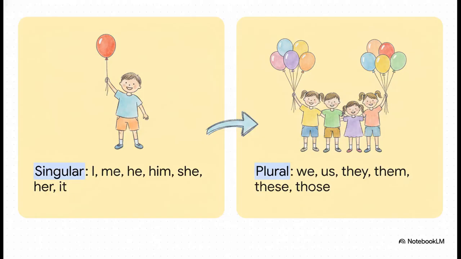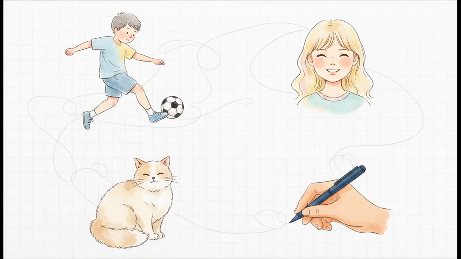Look at how dramatically our cheat codes transform when we upgrade from just one person to a whole group. For singular, we use I, he, she, or it, but the second we add more people or objects to the mix, we jump straight to the plural side, using words like we, they, these, and those. Let's do a quick lightning round with these singular examples. He is playing, just one boy. She is my friend, just one friend. It is a cat, one single animal. This is my pen, just the one you are holding in your hand right now.